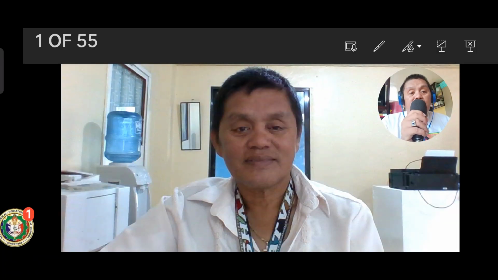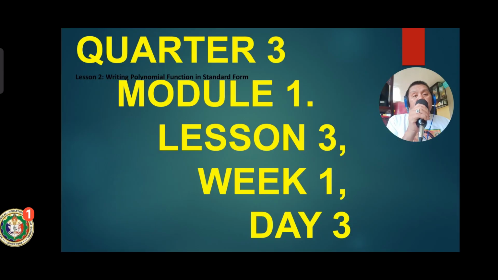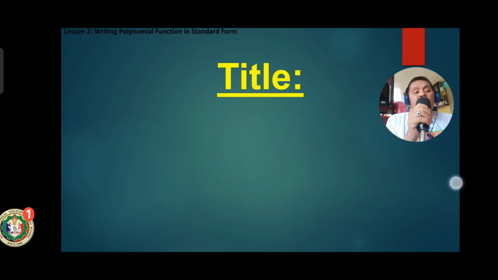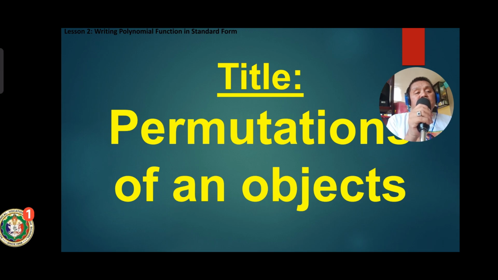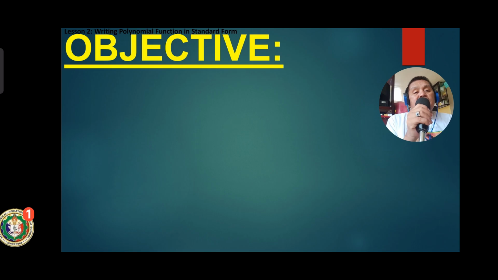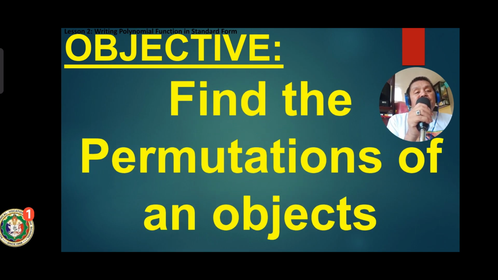So today, our lesson is all about permutation of objects. We are now in quarter 3, module 1, lesson 3, week 1, day 3. We have permutations of n objects. Objective: you're going to find the permutations of n objects.